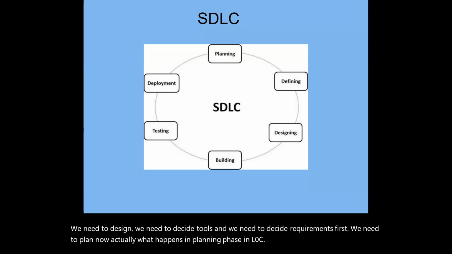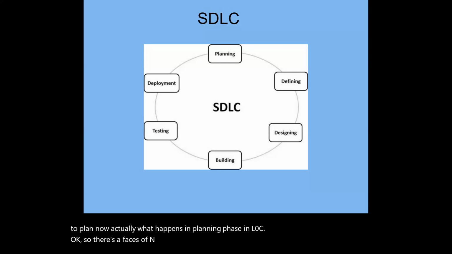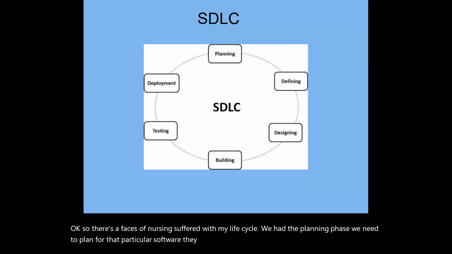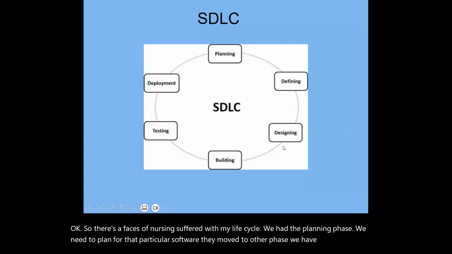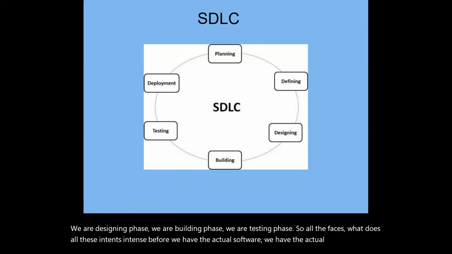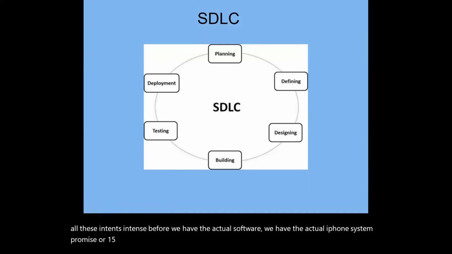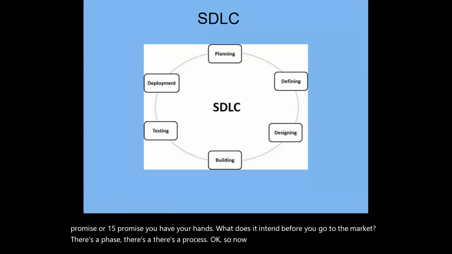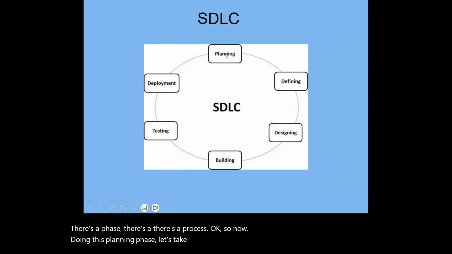Okay, so there are phases of the SDLC, software development life cycle. We have the planning phase, we need to plan for that particular software. Then we move to the other phases. We have the defining phase, the designing phase, the building phase, the testing phase. What does all this entail before we have the actual software, the actual iPhone 16 Pro Max or 15 Pro Max you have in your hands? What does it entail before you go to the market? There's a phase, there's a process. Now, let's take each one after the other.